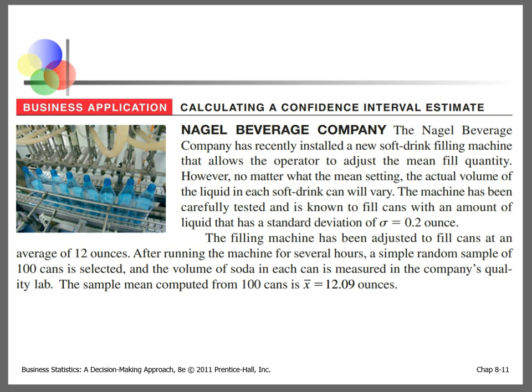The filling machine has been adjusted to fill cans at an average of 12 ounces. After running the machine for several hours, a simple random sample of 100 cans is selected, and the volume of soda in each can is measured in the company's quality lab. The sample mean computed from 100 cans is 12.09 ounces.